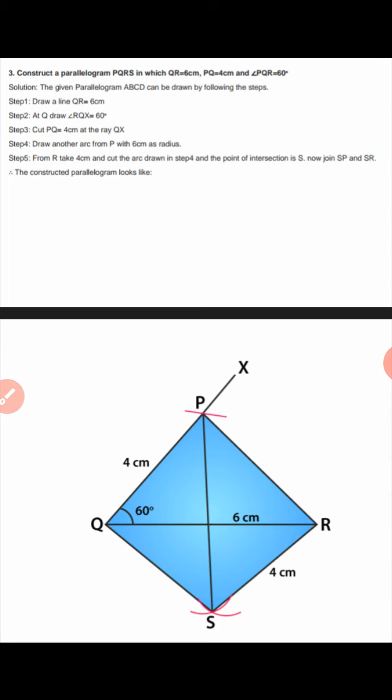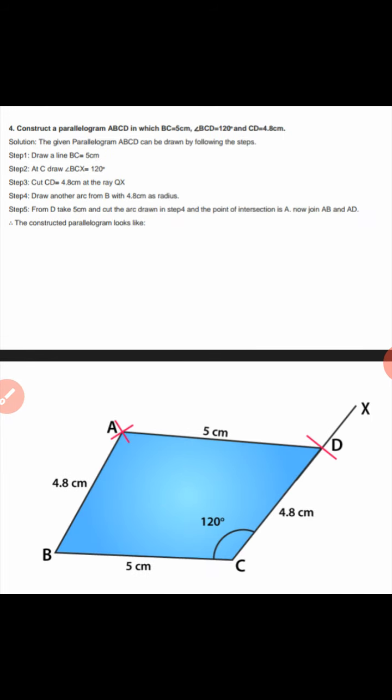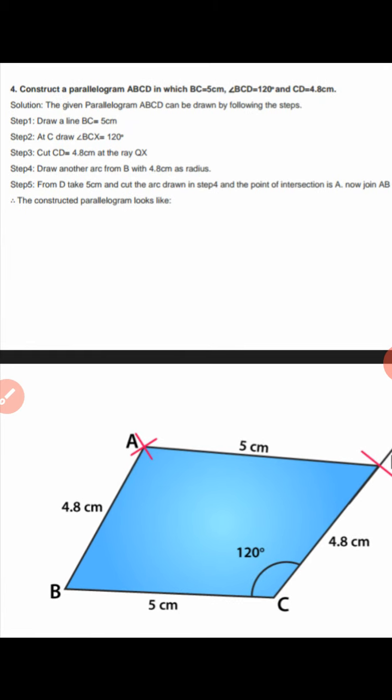Now after this, see next question. In question number 4, we have to construct a parallelogram ABCD in which BC equals 5 centimeter, angle BCD equals 120 degrees and CD equals 4.8 centimeter. Now solution. So here the given parallelogram ABCD can be drawn by the following steps.